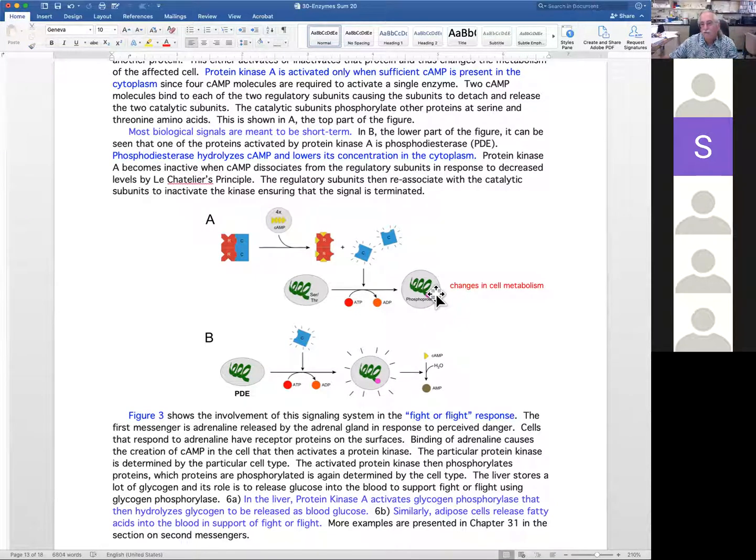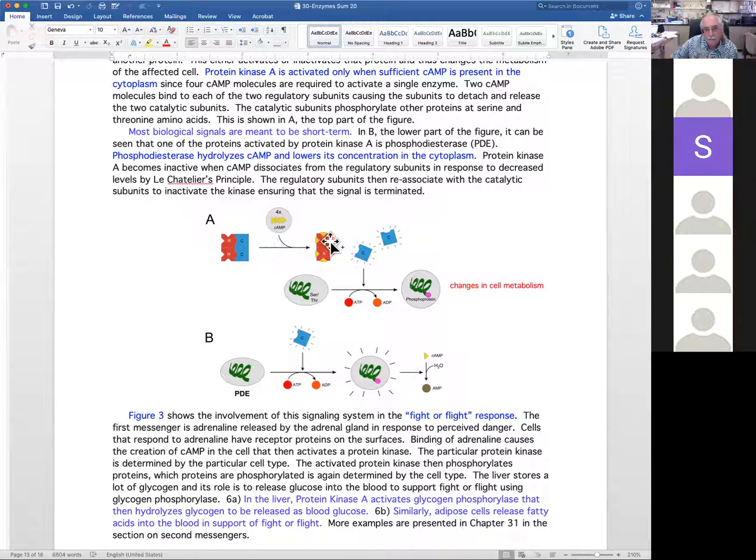So all these things have to be short responses to the environment. They're not like a nerve cell. It's not meant to be just turned on forever. It's like this, it's over with. So there has to be a way to get rid of the cyclic AMP.